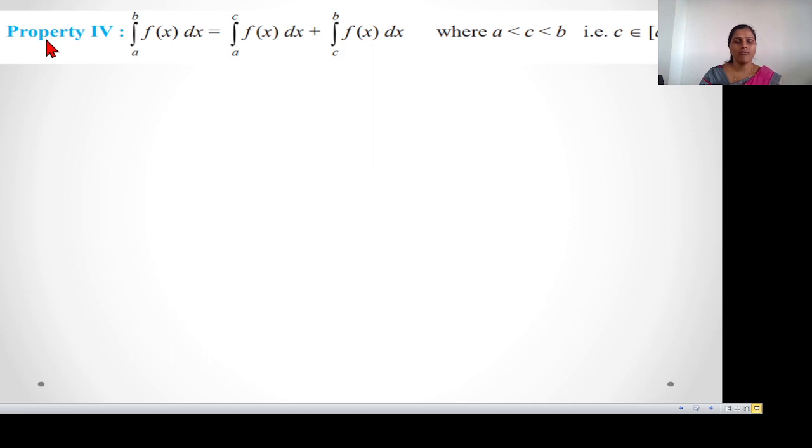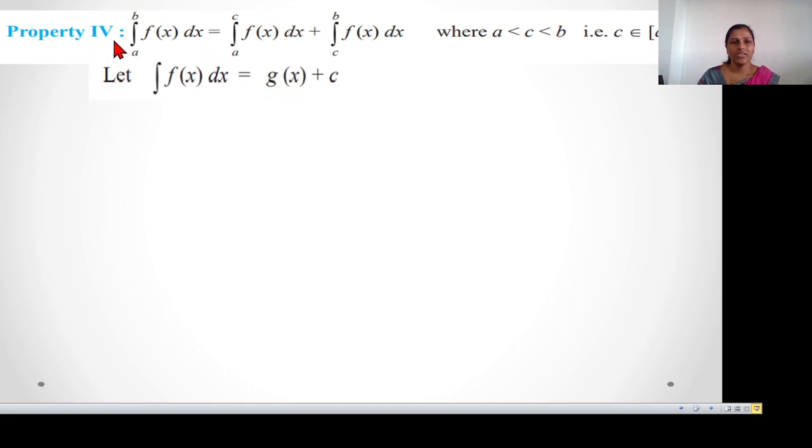Now we will go to our next property, that is property number 4. What does this property say? This property says that integral a to b f of x dx is equal to integral a to c f of x dx plus integral c to b f of x dx, where c is a term which lies in between a to b. So whenever there is a term like this, you can split the interval a to b at that point which appears in between them.